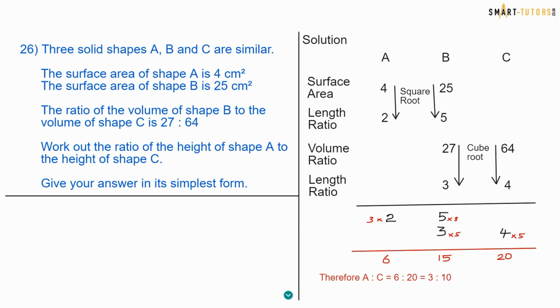Cube means to get the length ratio, you need to cube root. So cube root of 27 is 3, cube root of 64 is 4. So now we put everything together.